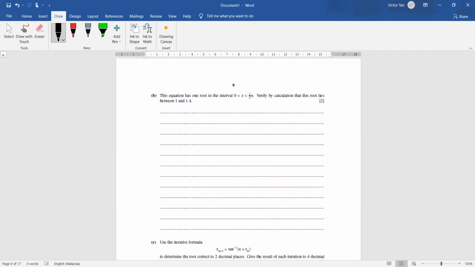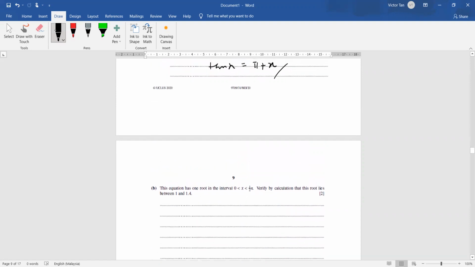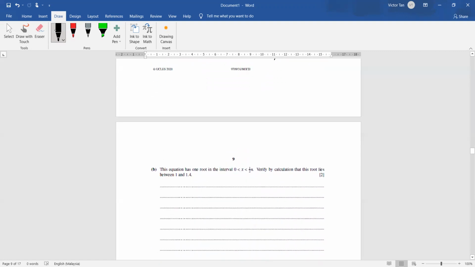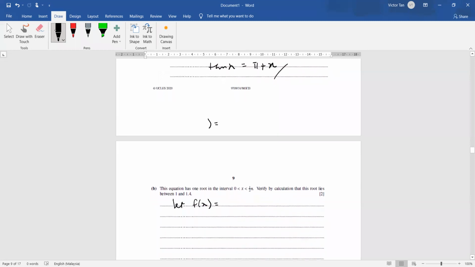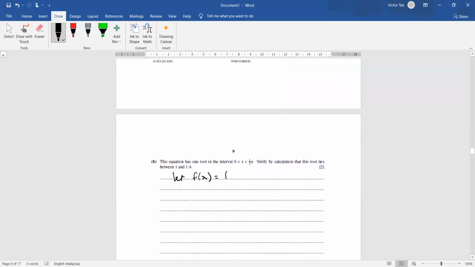The equation has one root in the interval 0 to half pi. Verify by calculation that this root lies between 1 and 1.4. So let f(x) equal tangent x minus pi minus x. So you need to show that for f(0) and f(half pi), one is positive and one is negative. Remember to put your calculator in radian.